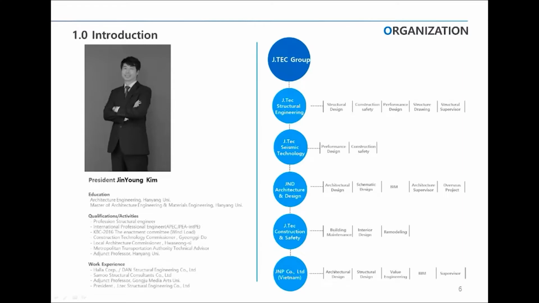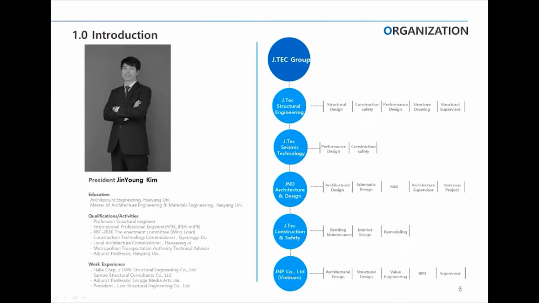So I'll briefly introduce myself. My name is Jinyoung Kim, CEO of JTech Engineering in South Korea and Vietnam. I'm also an adjunct professor in Hanyang University, licensed structural engineer in South Korea and Vietnam, and also a licensed APEC engineer. I'm a CEO of 5 companies of the following.